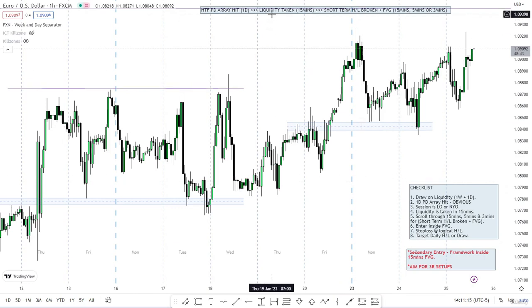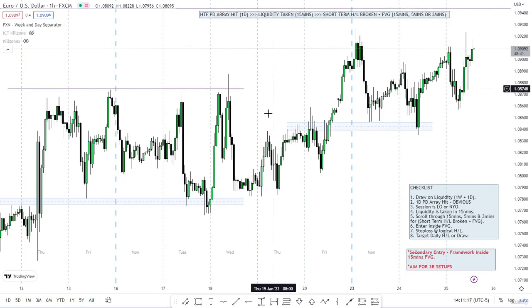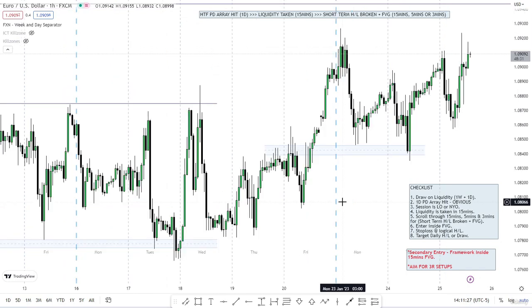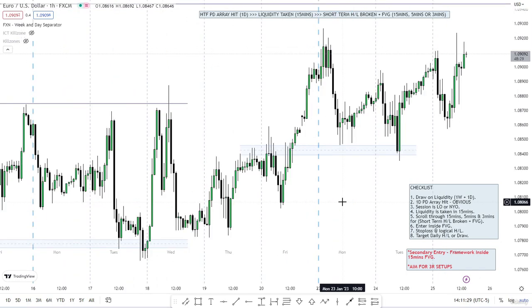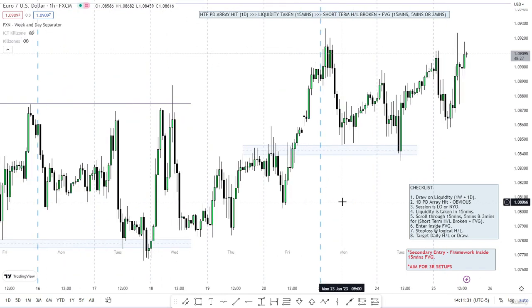So like that. I've seen actually the 1 hour is just good for checking intra-week liquidity and maybe day-to-day liquidity, like maybe previous day liquidity. So I don't like using it much for any type of framework or even framing a setup. So that's all about the 1 hour now.